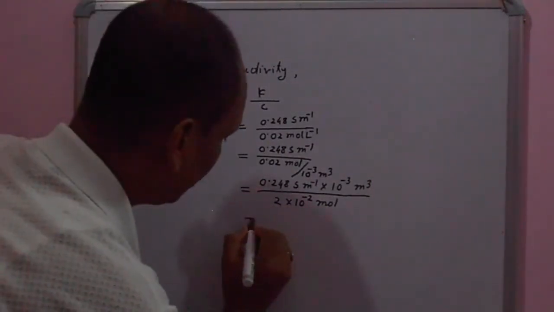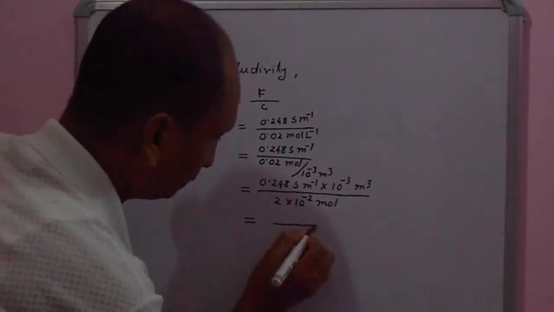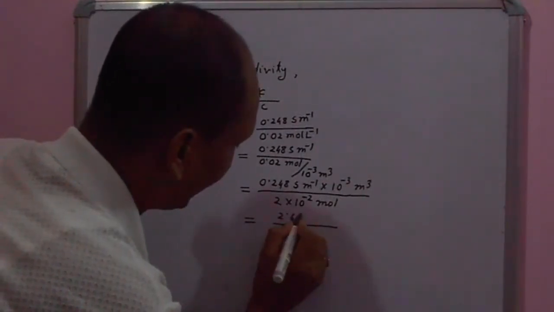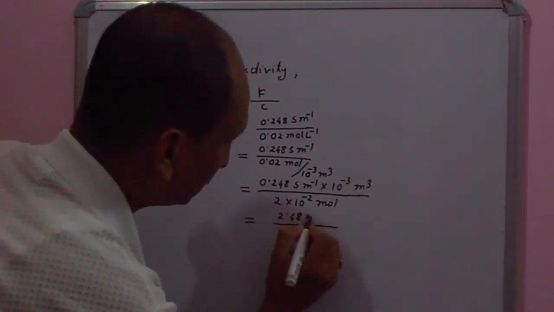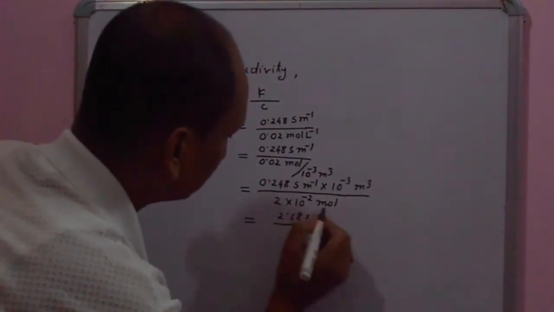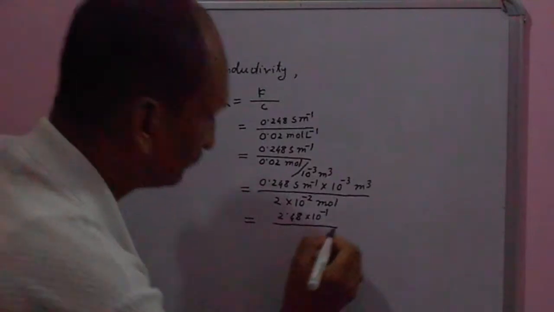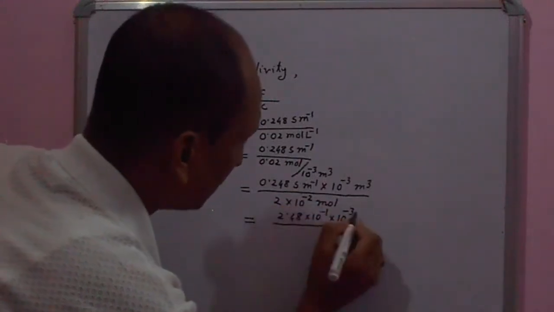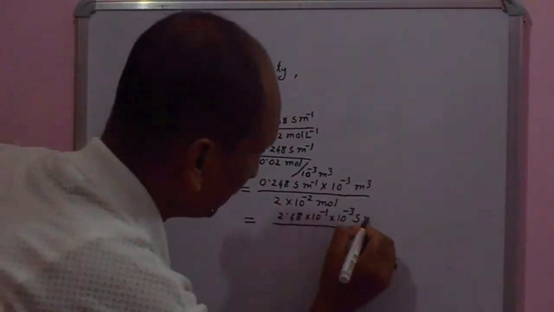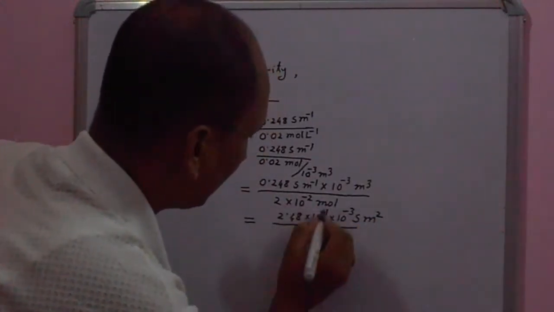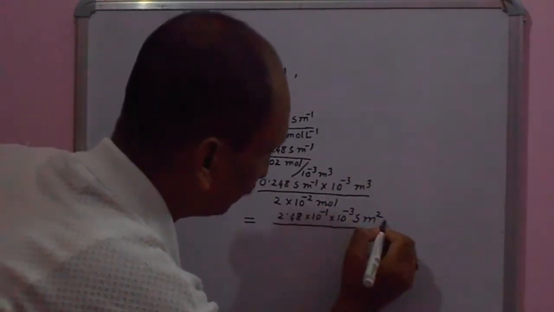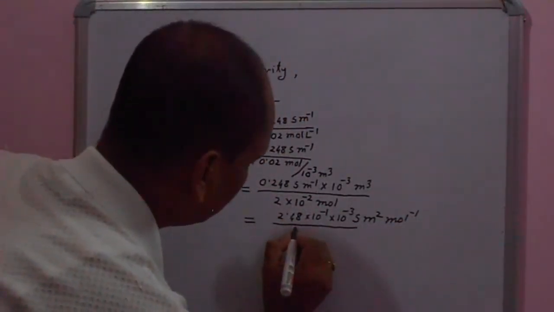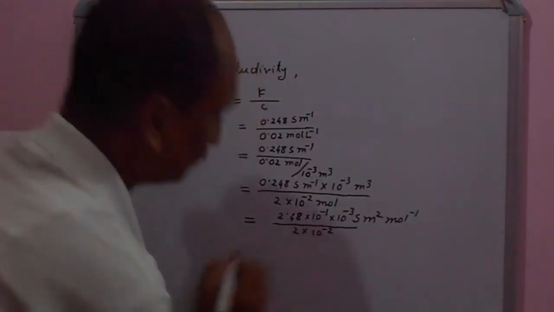So if you do the calculation here, then it will come out, so here we can write it 2.48 into 10 to the power minus 1 into 10 to the power minus 3 Siemens meter inverse meter cube. So that will be meter square, and this mole, if it will go up, then that will be mole inverse, divided by 2 into 10 to the power minus 2.